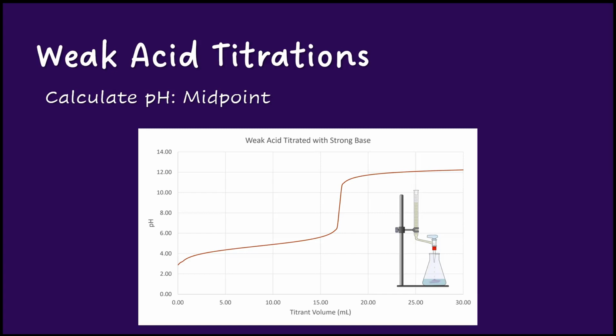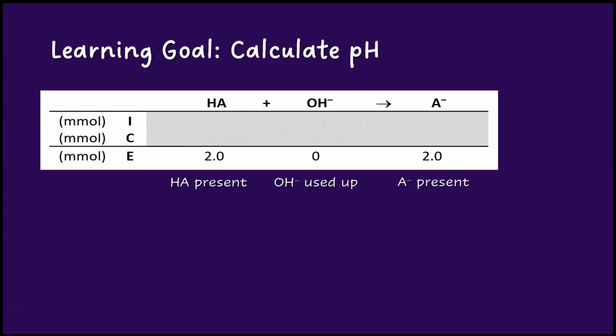Hi everyone! This video looks at a weak acid titrated with a strong base, and we'll focus on the pH calculation at the midpoint. If the titrant volume in the problem is more than 0 milliliters, then we have to set up a millimole table. The E row of our millimole table will tell us about our reaction progress along the titration curve and guide us as to how to calculate the pH from that information.